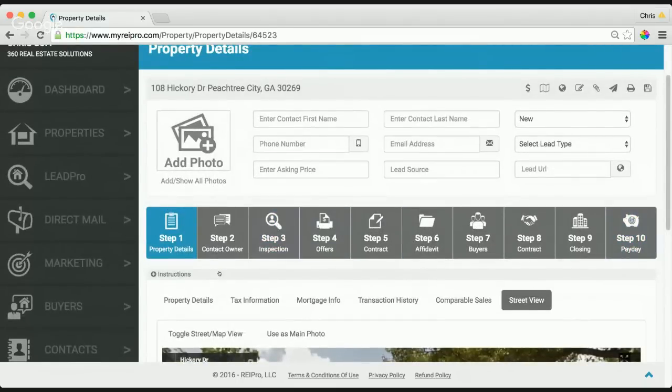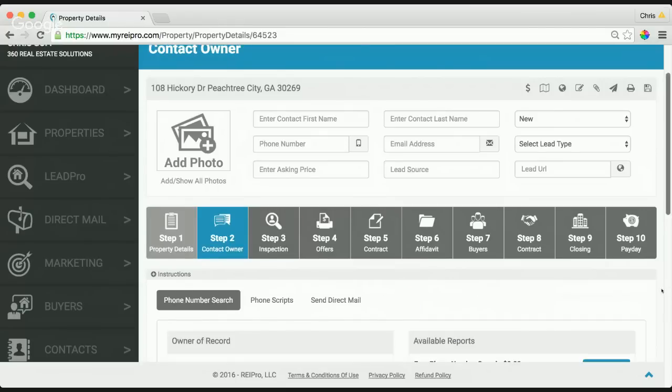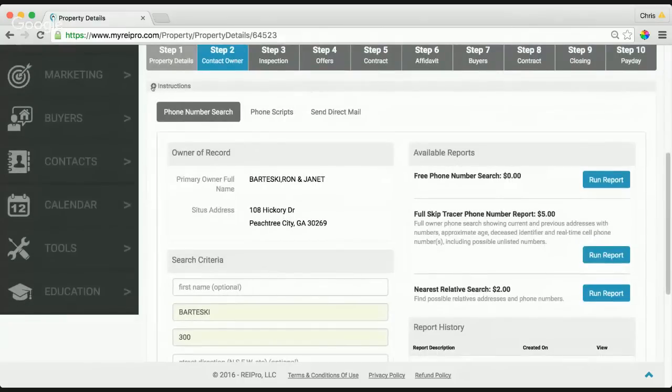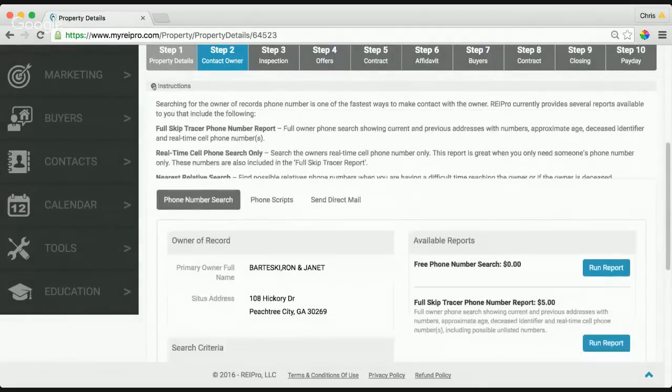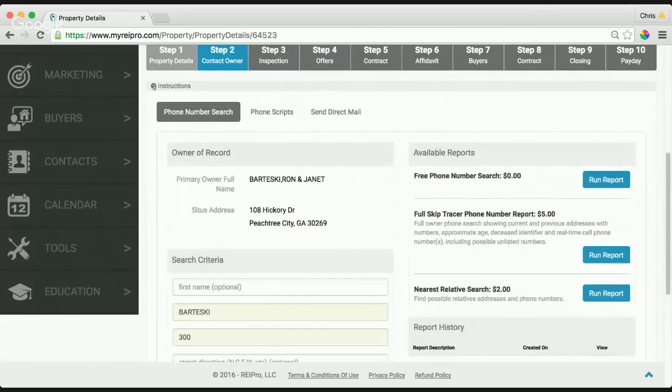So we found the property, we do some due diligence. Now I have determined that this property, the owner does not live there. I know that it's either potentially vacant or maybe they're tired of renting it. I mean, you just don't know until you reach out. So we're going to move to step 2. All you got to do is just click on step 2. If you guys ever forget, there's a little instruction box here on every step. If you just stretch that out, it's going to teach you.